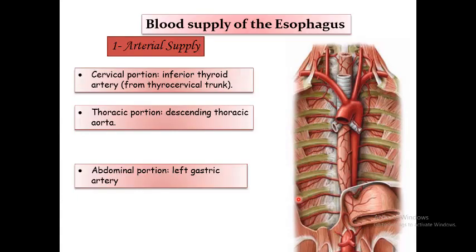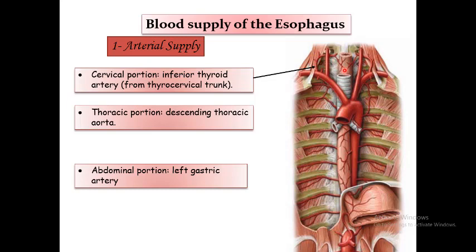Lastly, about the blood supply of the esophagus. We have arteries and we have veins. What is the arterial supply of the esophagus? The cervical part of the esophagus is supplied by the inferior thyroid artery, which comes from the thyrocervical trunk.